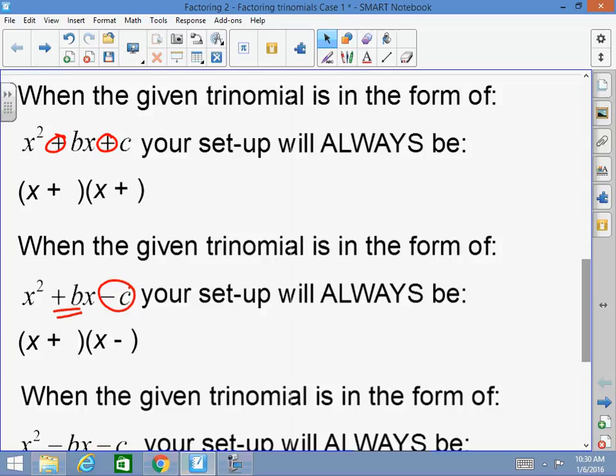Yes, sir, my brother. Correct. Correct. The positive number is going to be larger than the negative number.